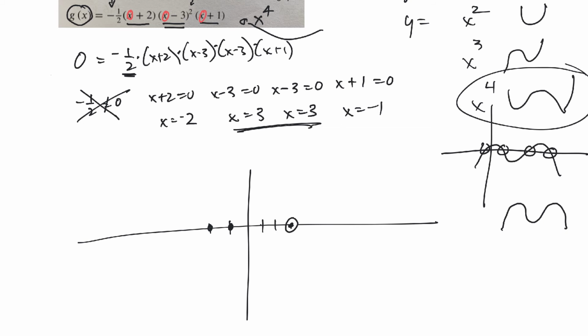So I would come up with, I'll just write it down here, negative 1/2 times 0 plus 2 is 2. 0 minus 3 is negative 3 squared, and 0 plus 1 is 1. So negative 3 squared would be positive 9, times 2 times 1 times a negative 1/2. So 2 times 9 is 18. Half of 18 is 9, and it has to be negative. So my y-intercept is negative 9, somewhere down there.